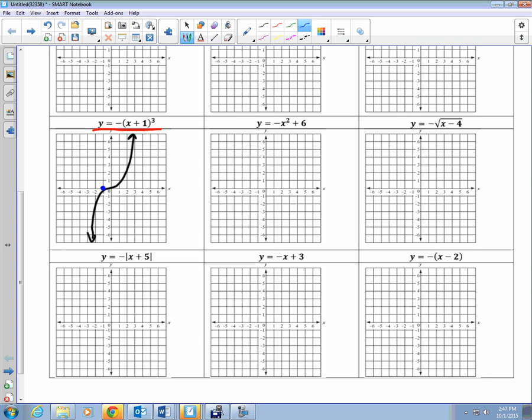Then the negative makes it, what does the negative on the outside do? It flips it. So it's going to start up here and go down there. Domain is all reals. Range, all reals.